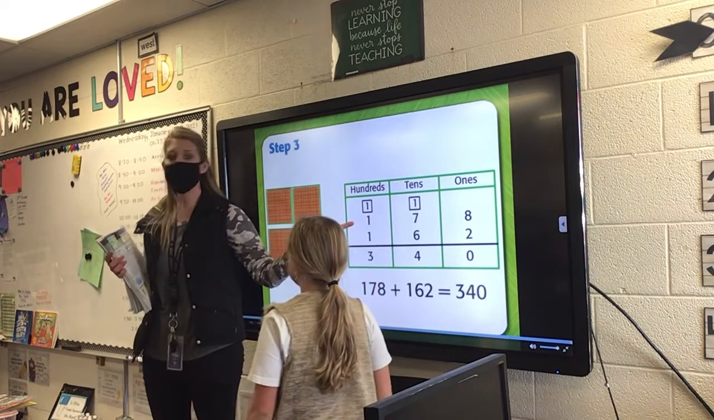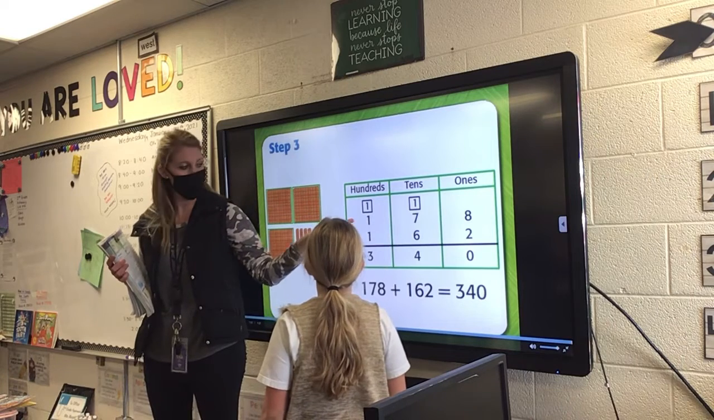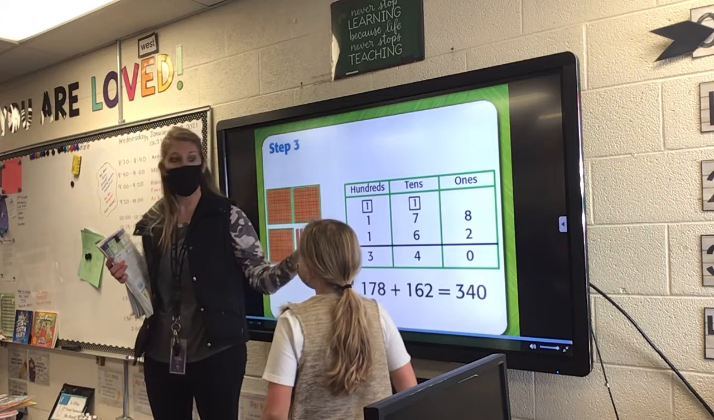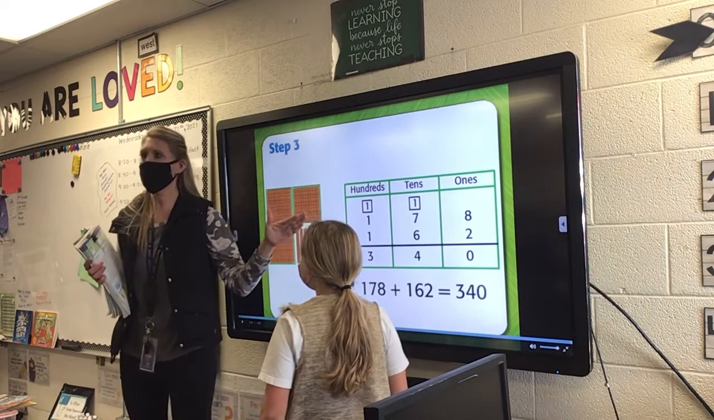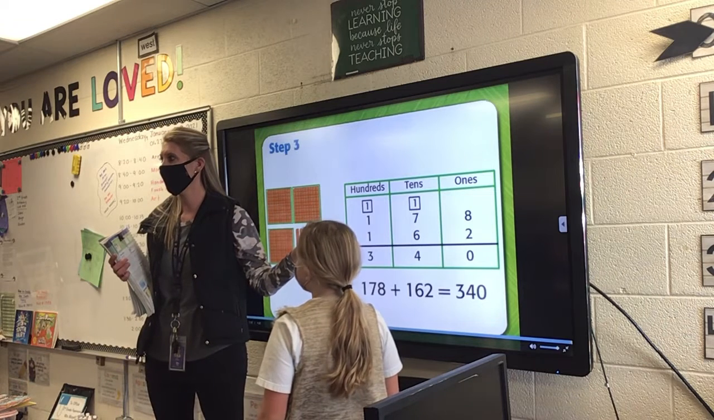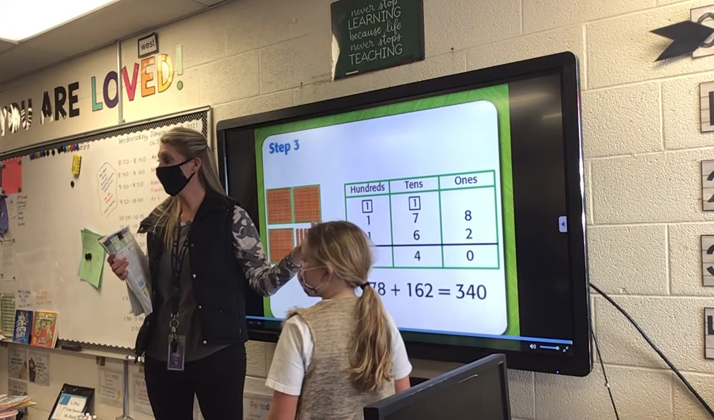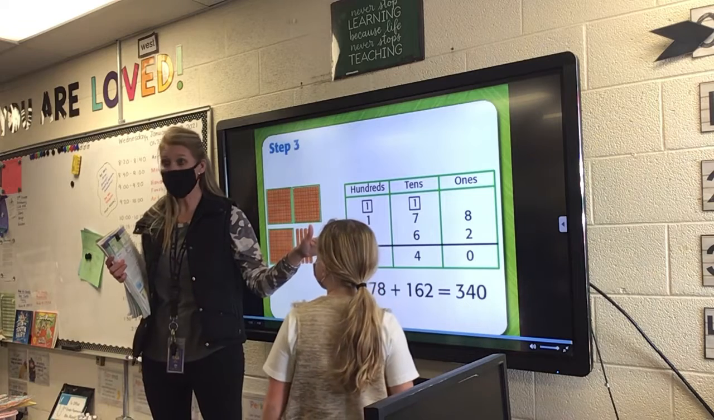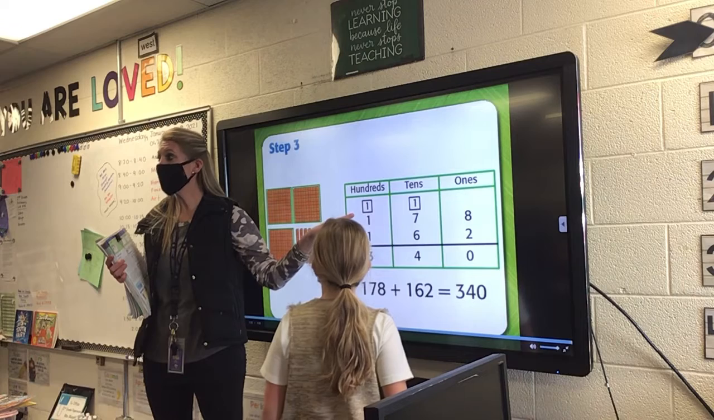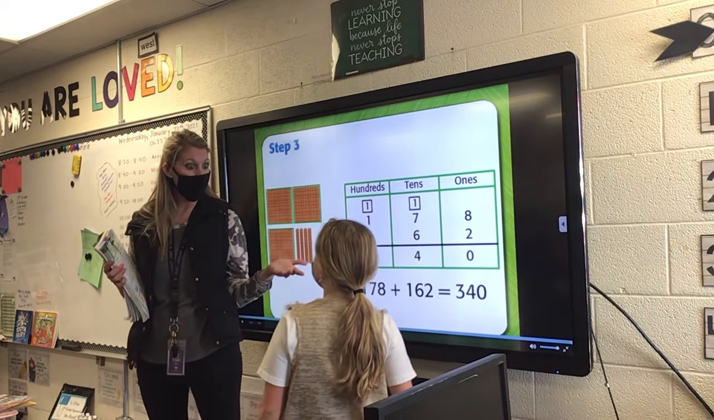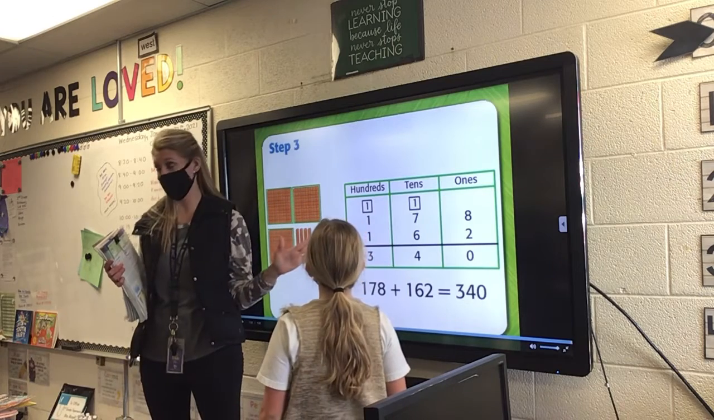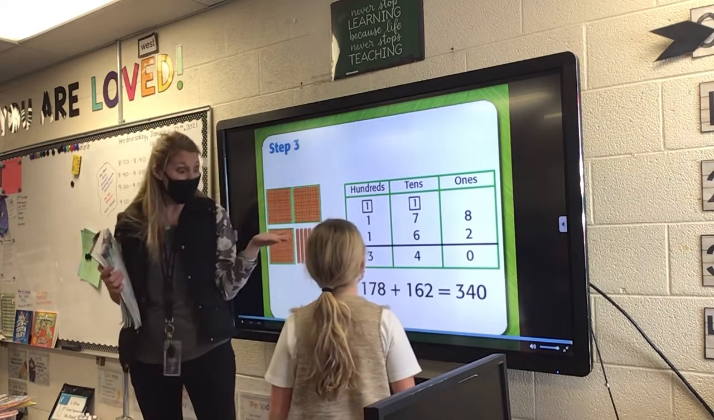So Kinsley asks, what if this was a 7, like 700s, and this was like a 3, and 300s, and then you have to carry the 1. So let's think, if you have 700s plus 300s, what do you get? 1,000. 1,000 or 10 hundreds. And then if you have another 100, that would be 1,100. So guess what we'd have to do? We'd have to regroup to the thousands place.